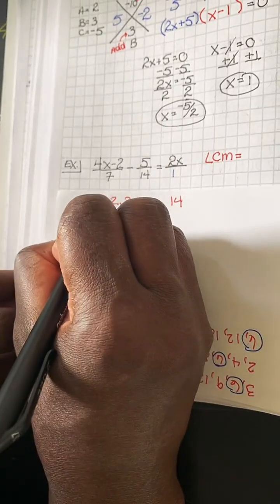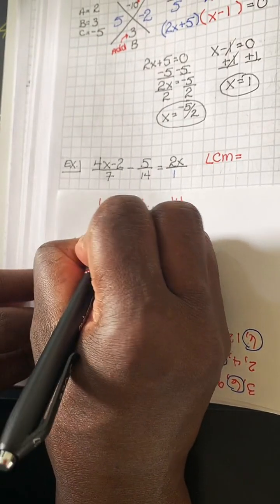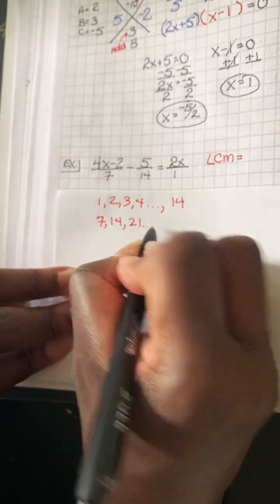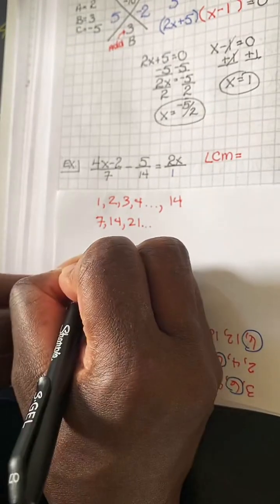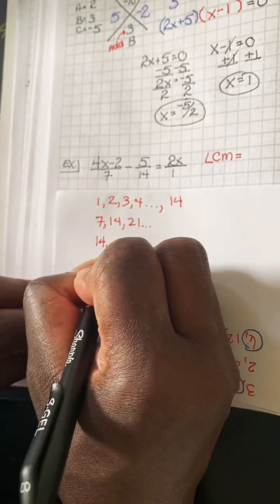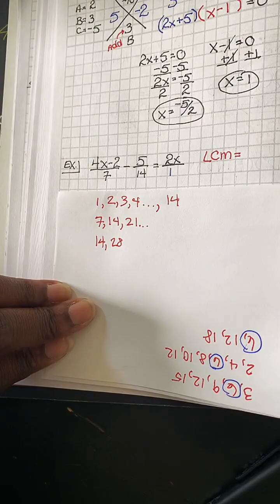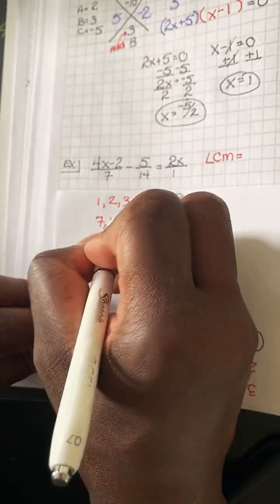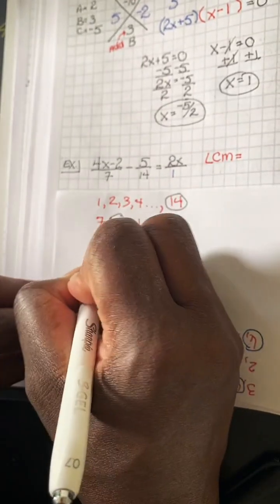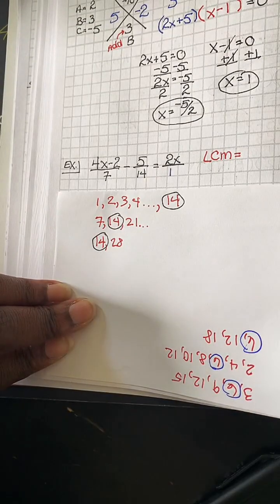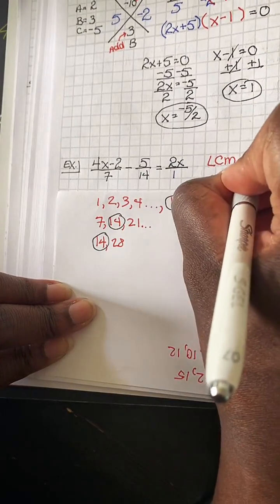Then we got the 7 times table. We have 7, we have 14, we have 21. I can kind of stop right here. And there's more. Then we have the 14 times table. We have our 14, we have our 28. I don't even have to go that far to see that all 3 of them, the lowest number they have in common is 14. That is going to be your LCM.